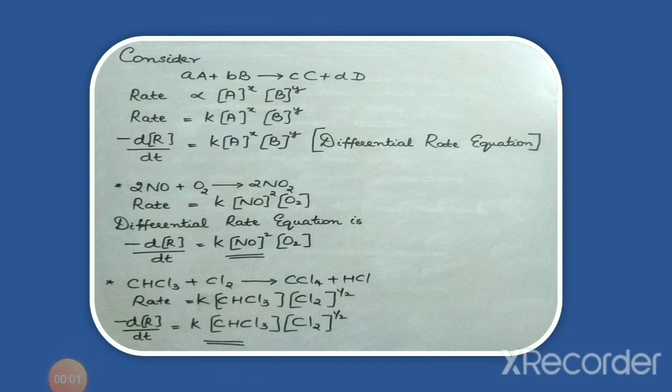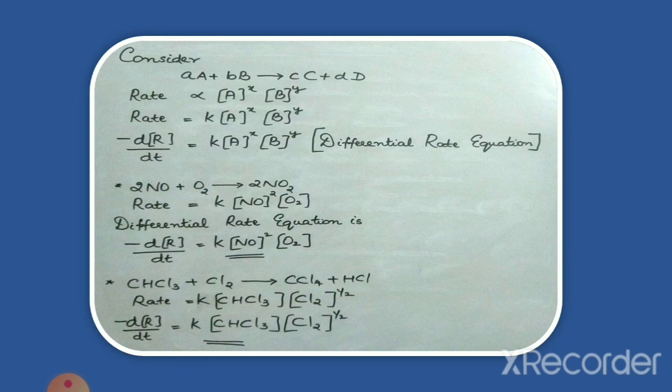The rate of a reaction depends on the concentration of reactants, temperature as well as catalyst. Consider the general reaction: a moles of A plus b moles of B gives c moles of C plus d moles of D. Rate is proportional to the concentration of A raised to x into concentration of B raised to y. Therefore, rate will be equal to rate constant k into [A]^x into [B]^y. How can we express the differential rate equation? The differential rate equation is given as minus dR by dt is equal to k into [A]^x into [B]^y.